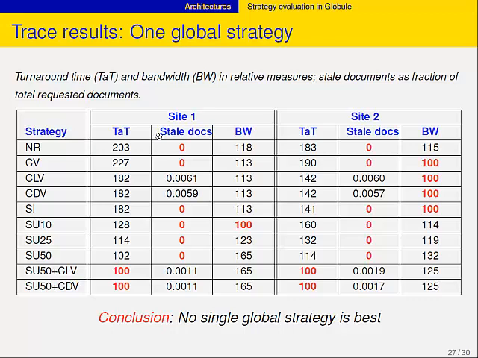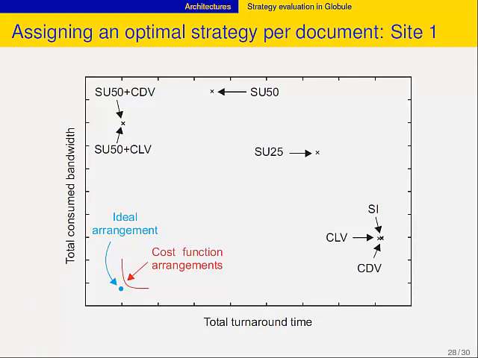If you follow any of these strategies and apply that strategy blindly to all documents, what you'll notice is that some strategies will optimize on the number of returned stale documents, but then again, they will not be best when it comes to using bandwidth, okay? Or they will not be best when it comes to the total turnaround time. On the other hand, if you want the best on the total turnaround time, you actually may be returning stale documents. Okay? So the conclusion here is there is no single strategy that works best for all documents. Okay? So what we did was we applied a per page strategy.